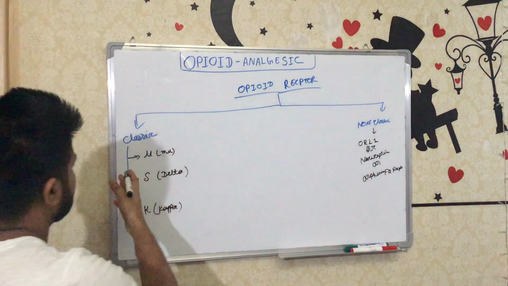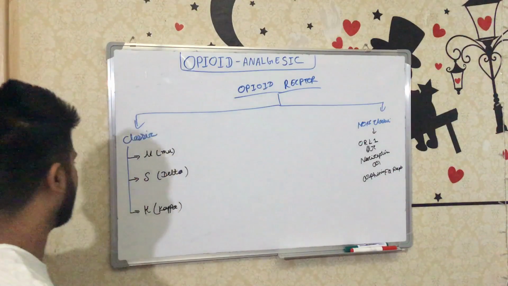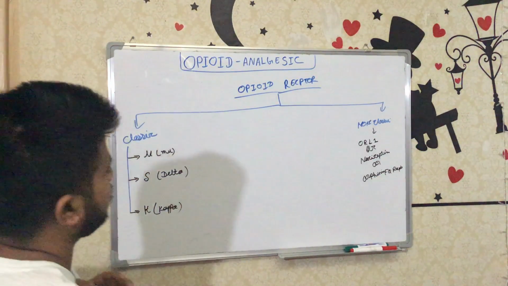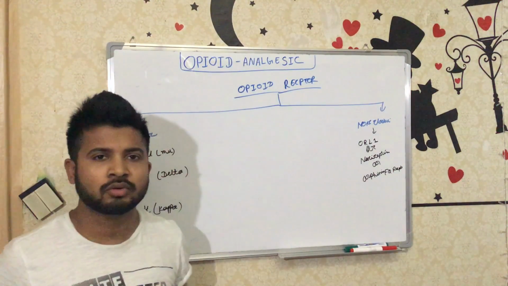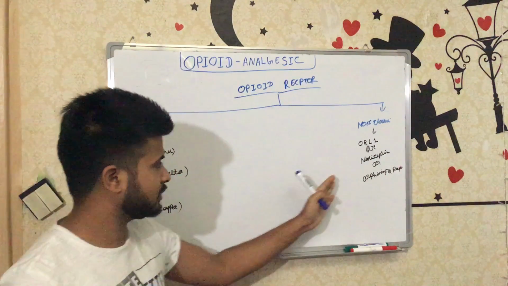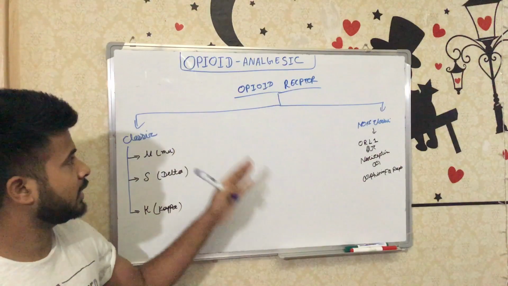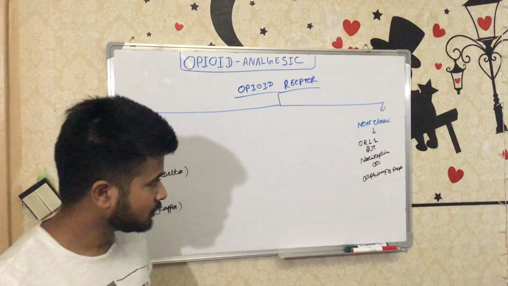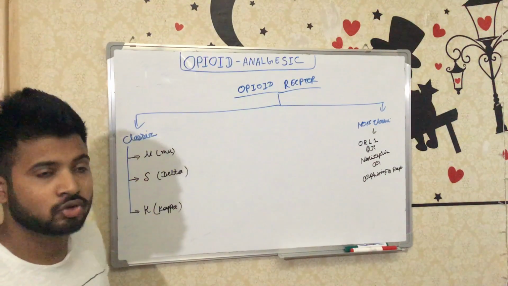So opioid receptor is subdivided into classic and non-classic. In classic we have mu, delta, and kappa. And the next one is non-classic. Actually this receptor is not very useful, but recently they found that this receptor is also present in the body and acts like an opioid receptor. So that's why we should also know this receptor.